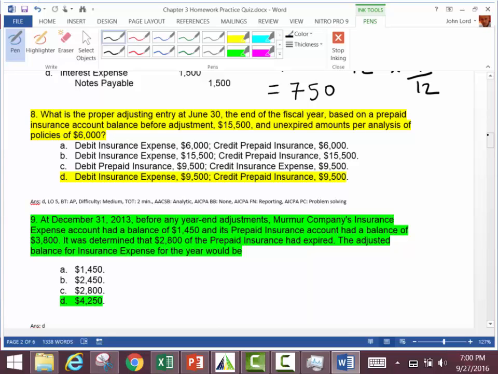Go ahead and let's look at the problem. What is the proper adjusting entry at June 30th, the end of fiscal year, based on prepaid insurance account before adjustments of $15,500 and unexpired amounts of $6,000? We already worked this question? Sounds very similar, right? Okay, so go ahead, what's your name again? Diana, go ahead and set me up a T account for the prepaid insurance.